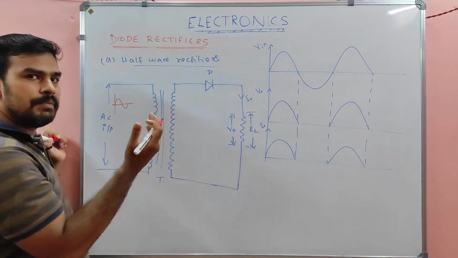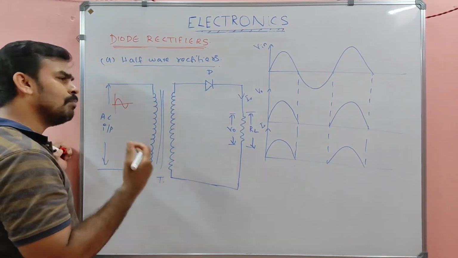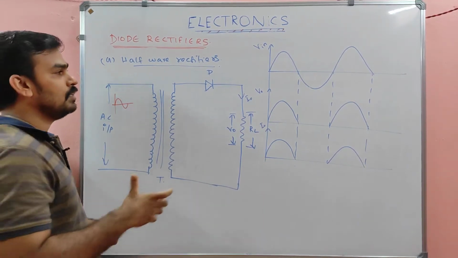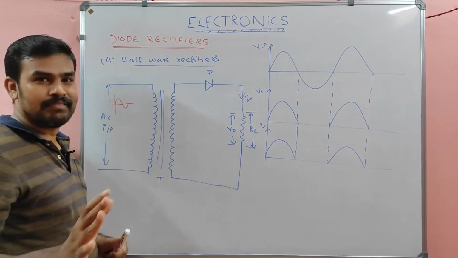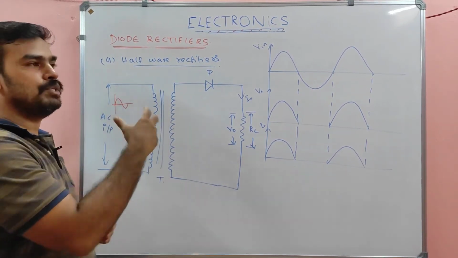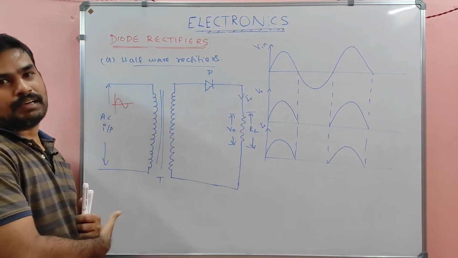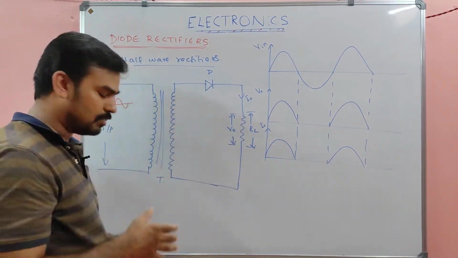a transformer, which may be a step down or step up transformer depending upon the application. Commonly it is a step down transformer because the diode can withstand only that much voltage, unless it's a power diode. A power diode can withstand any value, no problem. But if you're using a normal diode, its voltage level will be very limited. So normally we use a step down transformer, that's all.